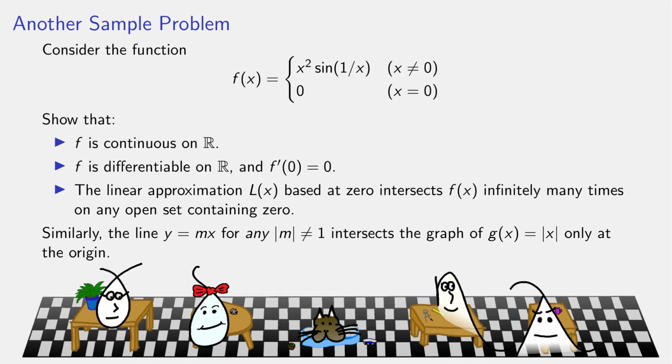Prove that it's continuous everywhere, it's differentiable everywhere. That is fairly straightforward when x isn't 0, but at x equals 0, you have to be careful about how these things are computed. But the third point is really the interesting one, that the linear approximation based at 0 intersects the function infinitely many times, no matter how close you're looking to 0.